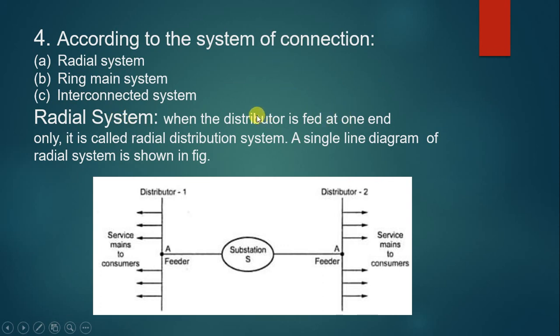Radial systems are generally adopted in India. The reason is that multiple feeders and multiple distributors can be given from a single instance. You have a single substation. This side you have one village, this side you have another village. The same substation will be serving both villages. You understand? One substation will serve two villages. This is called a radial system.